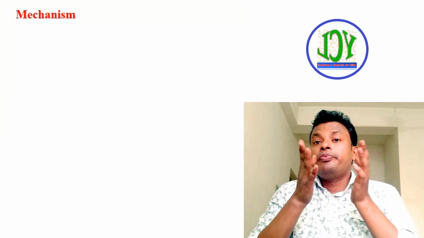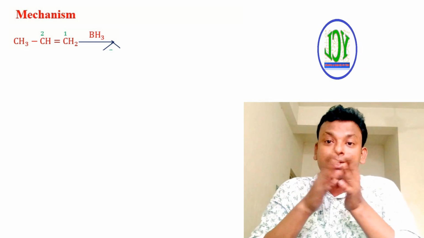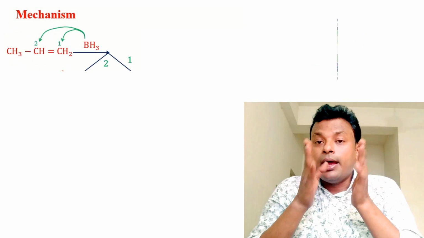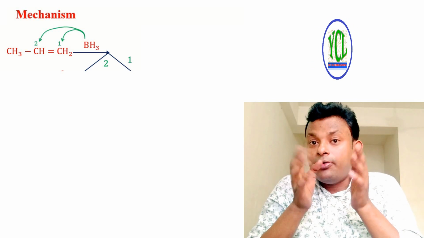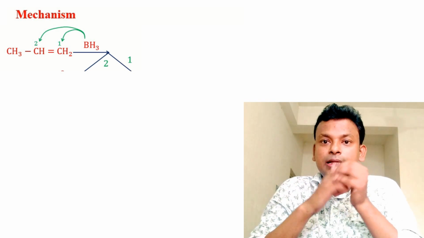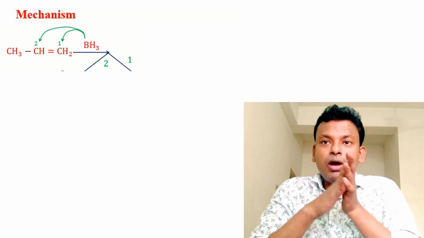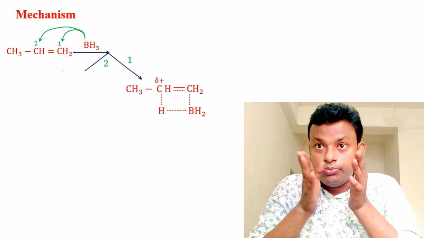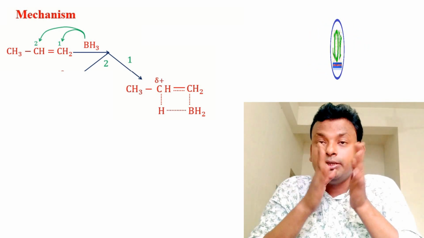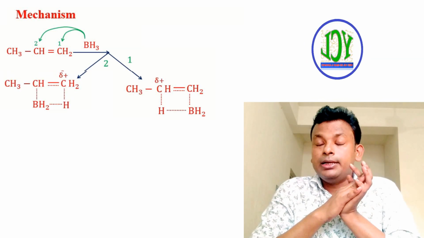We will now explain this through the mechanism. First, the unsymmetrical alkene, that is propene. We mark the C1 and C2 carbon. Here B2H6 reacts in the form of BH3. BH3 is neutral and electron deficient, that is, a neutral electrophile. First the C1 carbon attaches with boron of BH3 to form a 4-member cyclic transition state, and the C2 carbon reacts with BH3 to form another 4-member cyclic transition state.